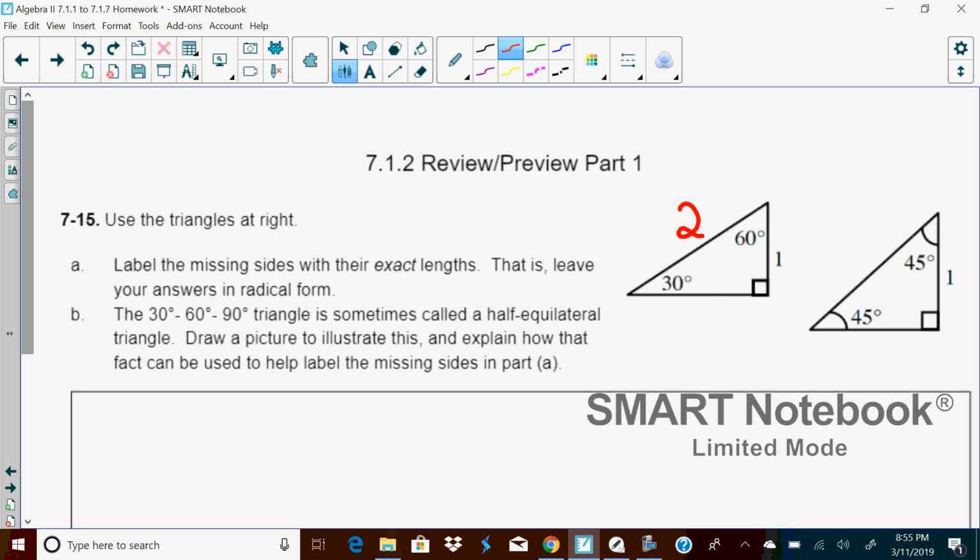And then I multiply the leg times the square root of 3. So this would be the square root of 3. And then 45, this is a 1 as well. I multiply by the square root of 2.